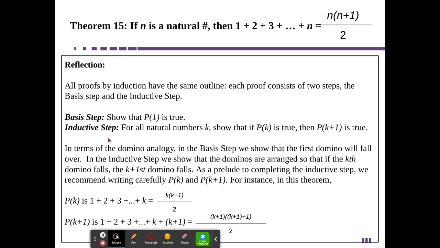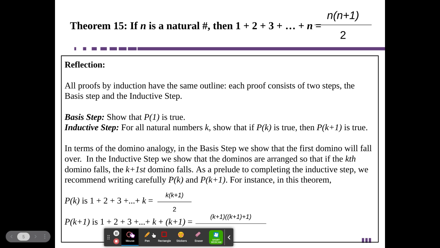Then the inductive step is to say that for all natural numbers k, if P of k is true, which is our hypothesis, then we're going to show that P of k plus 1 is true. This goes back to the domino analogy. In the basis step, we show the first domino will fall over, and in the inductive step, we show the dominoes are arranged so that if the kth domino falls, then the k plus 1 domino would also fall. We would do that through algebra, and we'll keep getting to that.